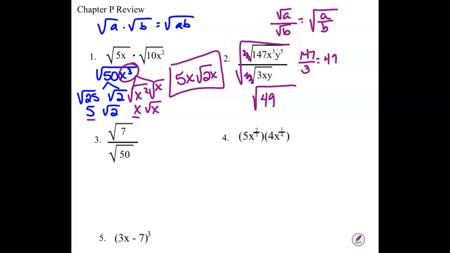When I look at my x's, I have 3 in the numerator and 1 in the denominator. Take 1 off of each, I'm left with 2 in the numerator. When I look at the y's, I have 5 in the numerator, 1 in the denominator. That leaves me 4 left in the numerator. And now I don't have a fraction anymore. It's just a plain expression, 49x squared y to the 4th being square rooted. When I square root each piece, the square root of 49 is 7, the square root of x squared is x, and the square root of y to the 4th would be y squared.